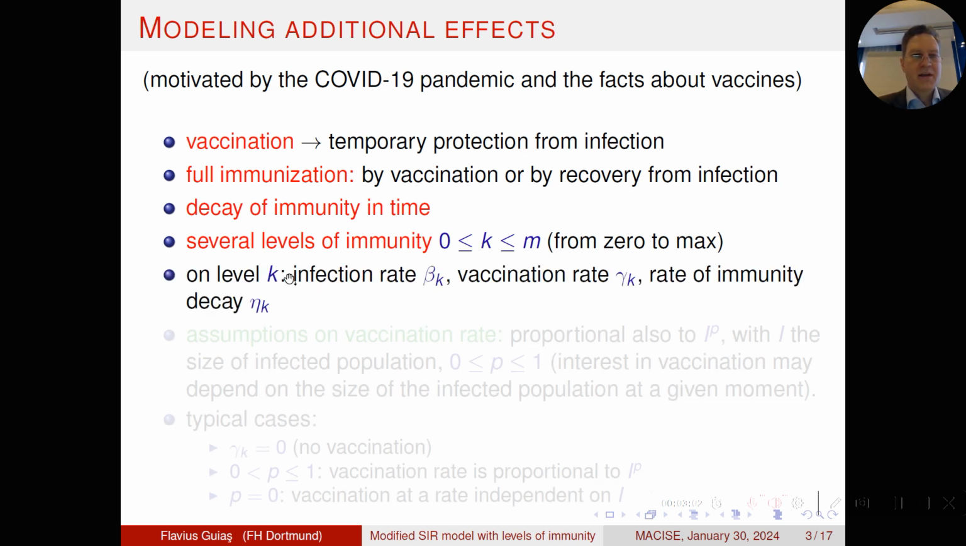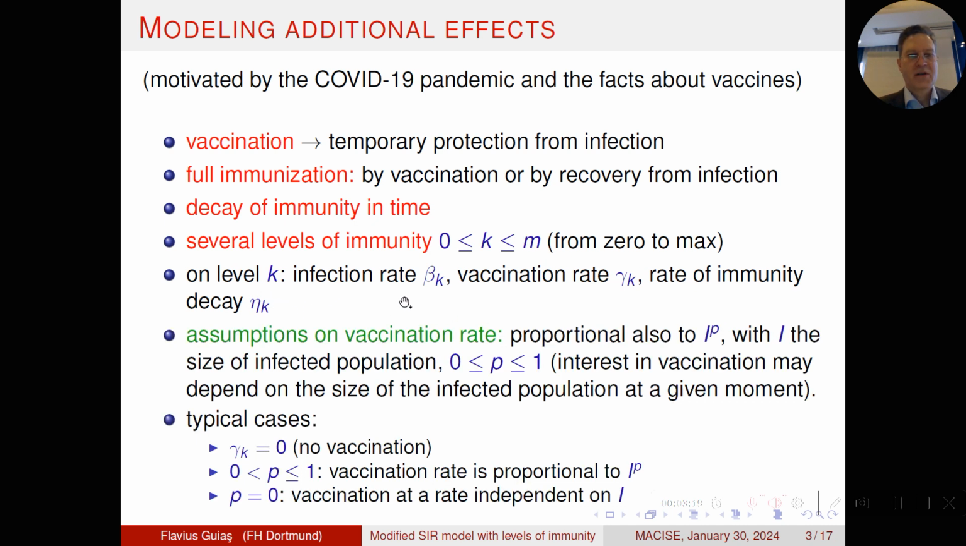Now let's assume that on this level K we have the infection rate beta K and the vaccination rate. So we can assume that we vaccinate also people with partial immunity but not those with full immunity, and of course the rate of immunity decay eta K. Now let's assume also something about the vaccination rate. We can make two assumptions.